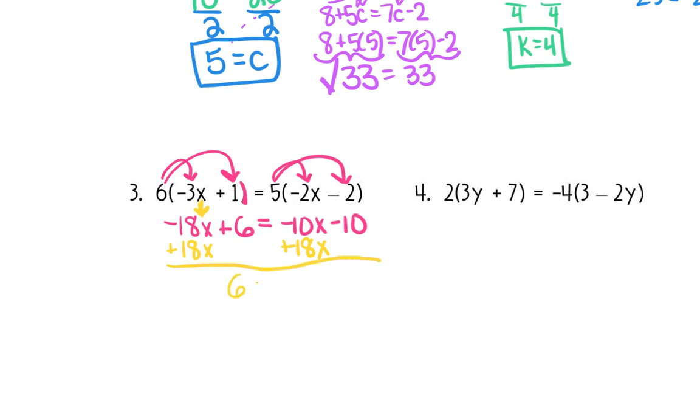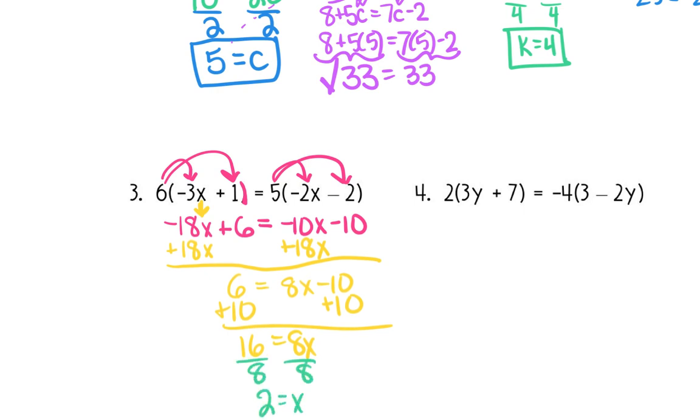So I have 6 equals 8x minus 10. Because my variable is on the right, I want to get the constants to the left, so I'm going to add 10 to both sides. I'm going to get 16 equals 8x. From here, I'm going to divide by 8 on both sides, and I get x is equal to 2. Go ahead and try number 4 and see how you do.